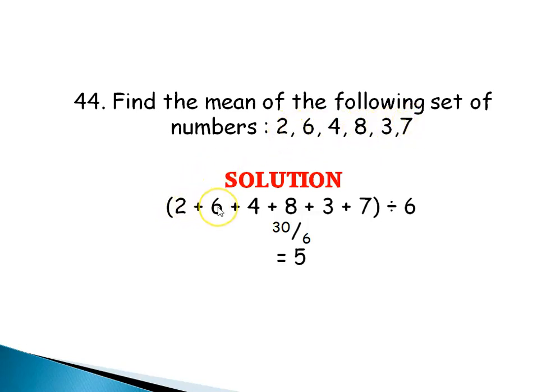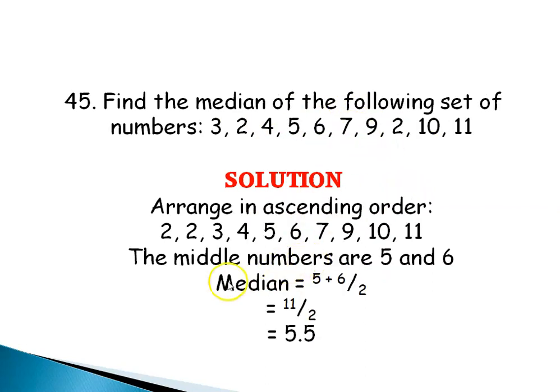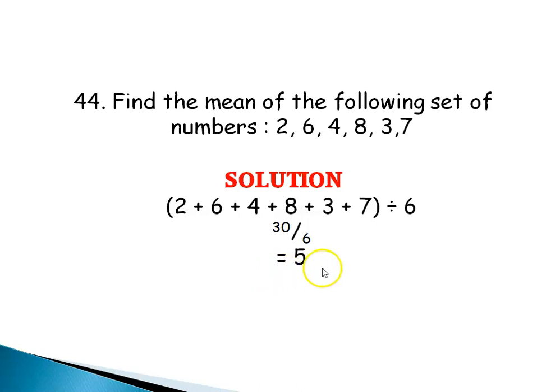2 plus 6 is 8. 8 plus 4 is 12. 12 plus 8 is 20. 20 plus 3, 23, 23 plus 7, 30, divided by 6. 30 divided by 6 is 5. So the mean of this set of numbers is 5. Is that taken? Very good.